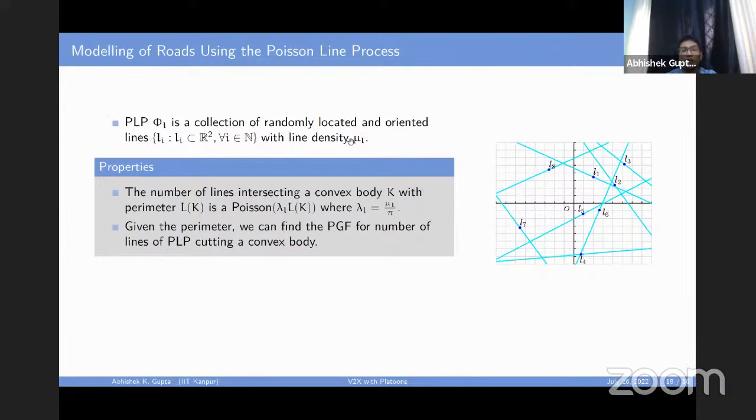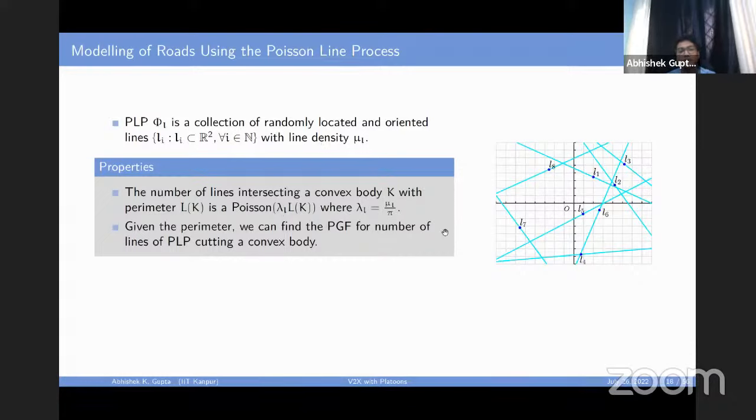Formally, a PLP is a collection of randomly located and oriented lines L_i, each a one-dimensional line in a two-dimensional space, with a line density mu. How do we define this line density? If you take any convex body K with parameter L_k, then the number of lines intersecting this convex body is Poisson with parameter lambda L into L_k, where lambda L is mu L by pi.